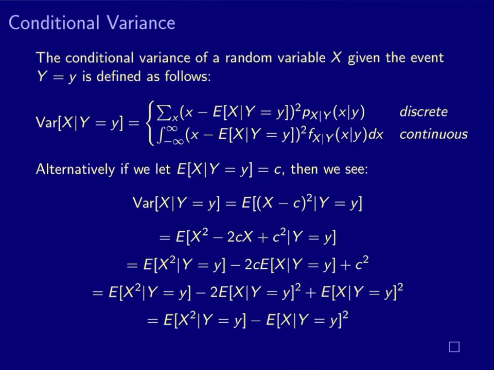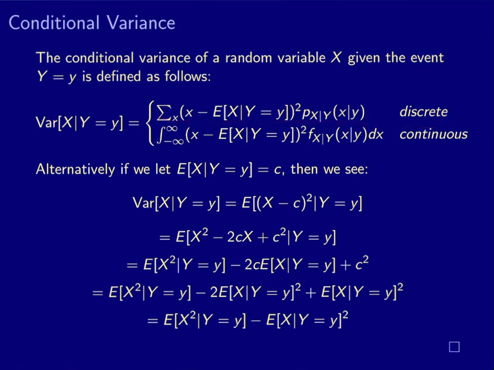The conditional variance of a random variable x given the event that big Y equals little y is defined as follows, where we just sum over the product of x minus our conditional expectation squared and our conditional PMF for all the possible values of x in the discrete case. So this guy right here.